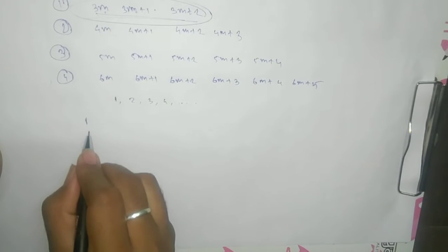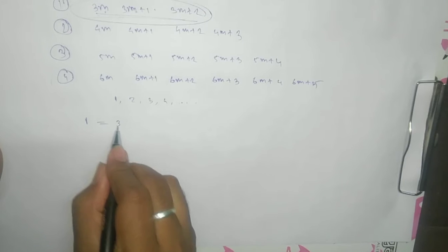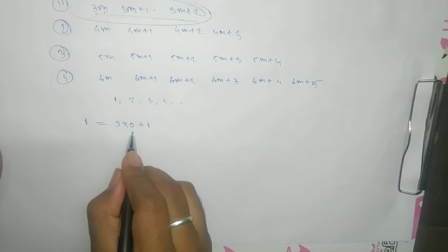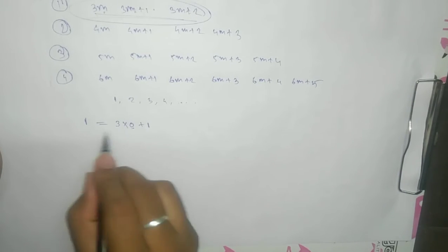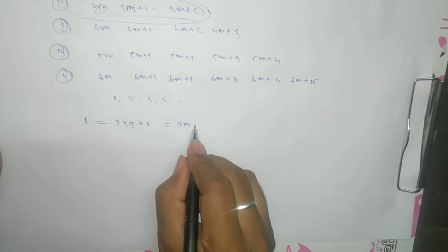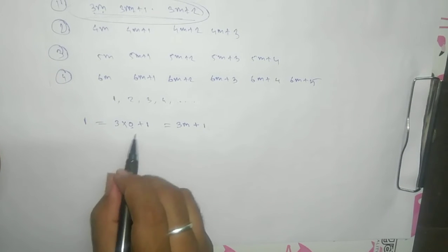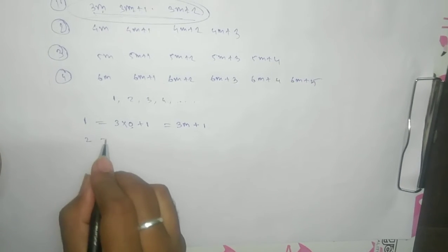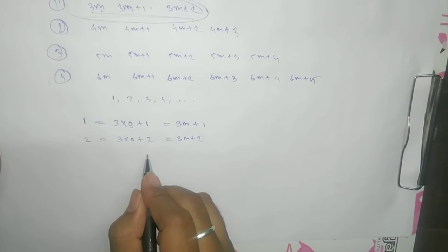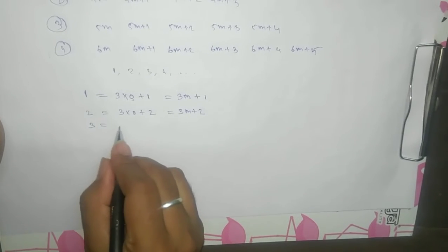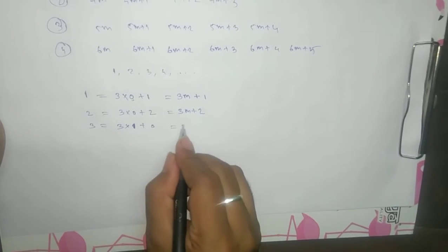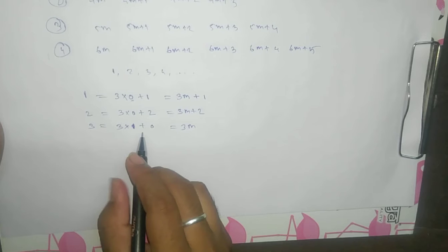If you take 1, you can write 1 as 3 into 0 plus 1. And can you see this 0? 0 is an integer. So this is the representation of 1 as 3m plus 1. If we go for 2, you can write 3 into 0 plus 2. That means 3m plus 2. If we go for 3, you can write 3 into 1 plus 0. That means 3m. This is the representation of 3.